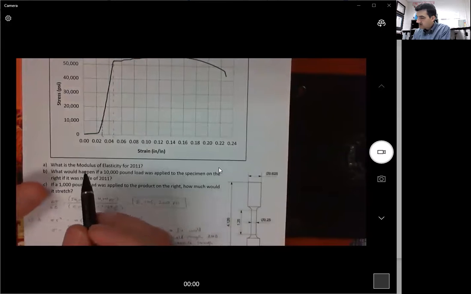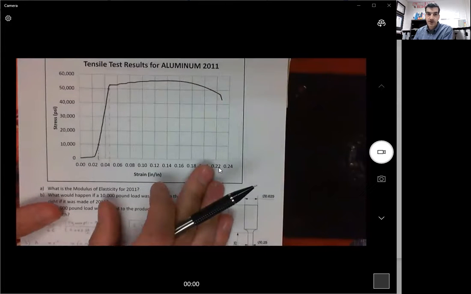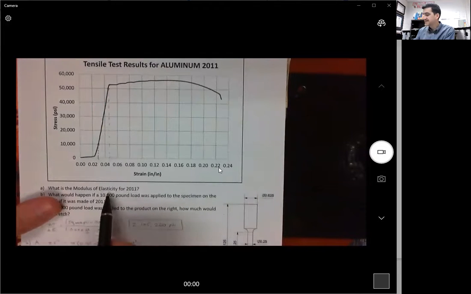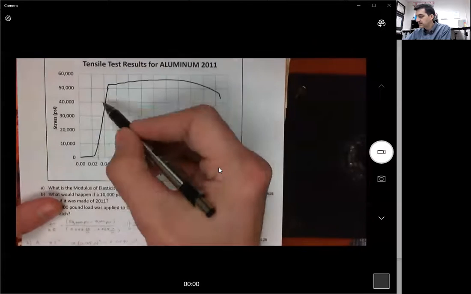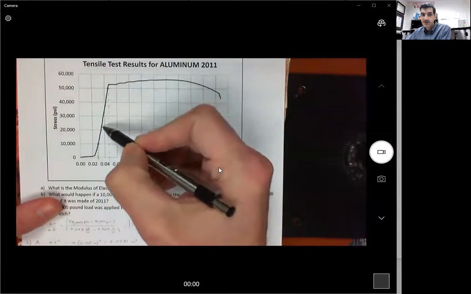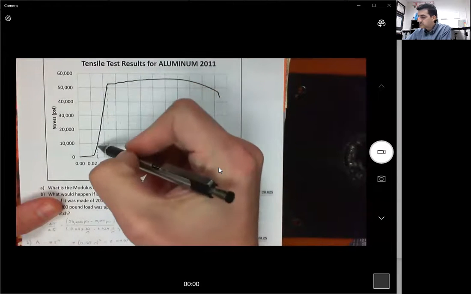In number one, we've got this stress strain curve for a particular type of aluminum. And in part A, we're asked, what is the modulus of elasticity for aluminum 2011? Remember, the modulus of elasticity, AKA elastic modulus, AKA Young's modulus, is the slope of this linear portion right here. So we just have to calculate the slope of this linear portion of the curve. You can pick pretty much any 2 points in the linear portion.